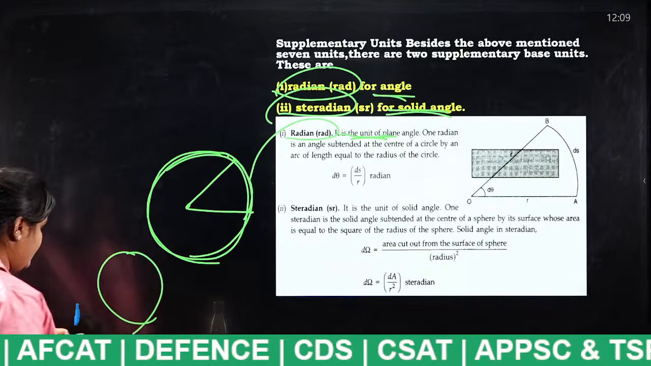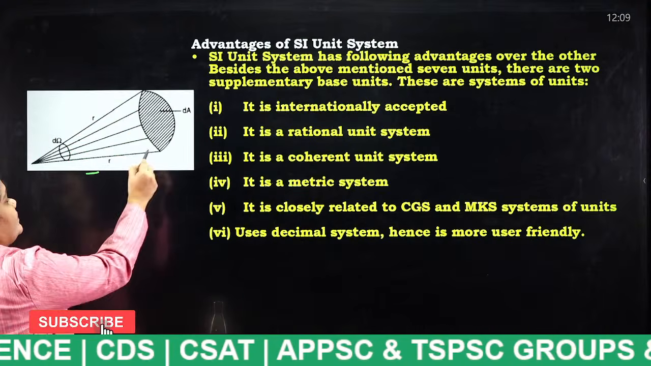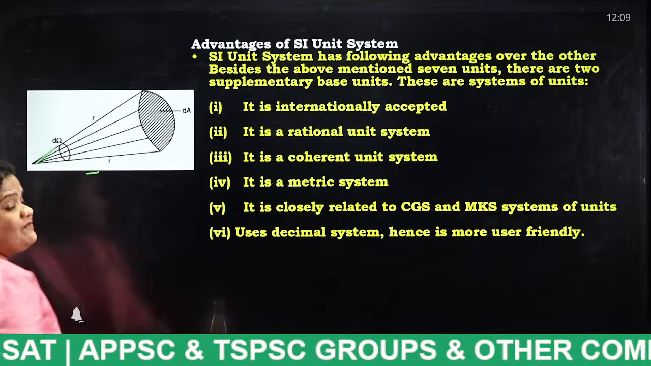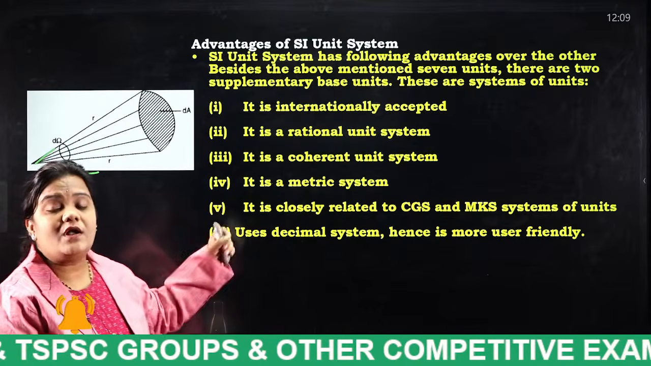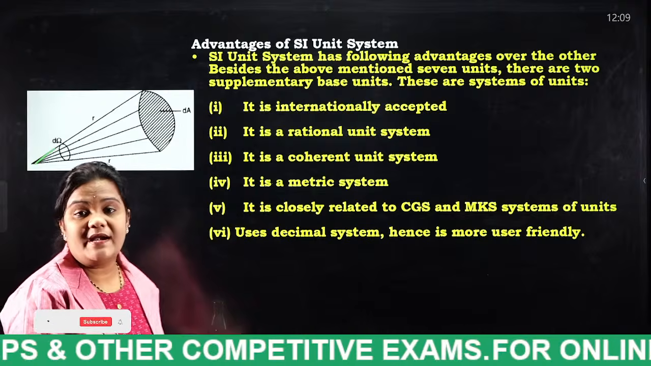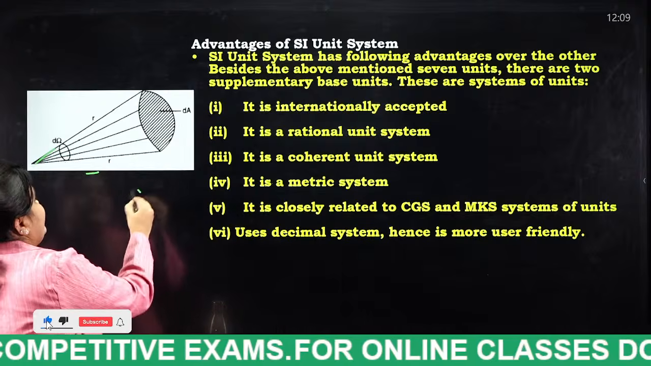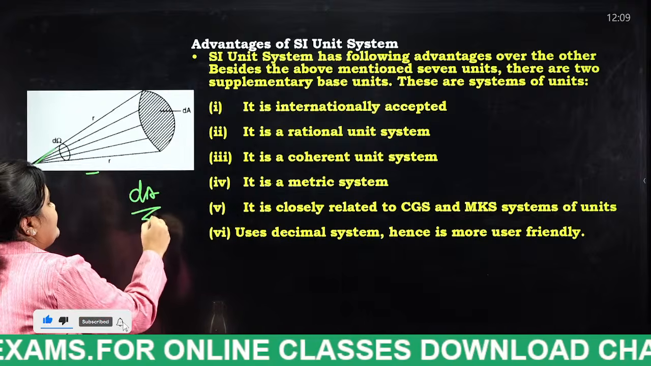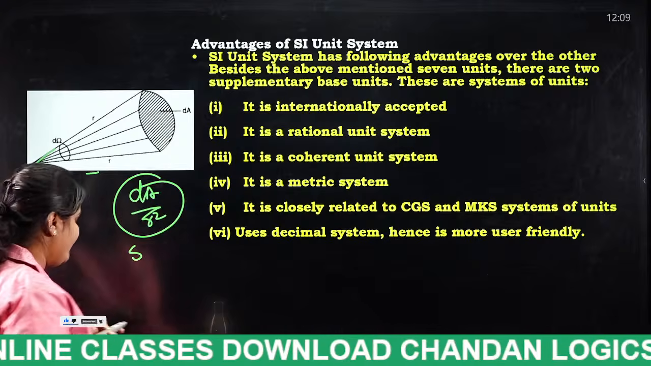Okay, think of this as a sphere. How can we find the solid angle? It is dA by r square, and the unit of this solid angle is nothing but the steradian. Very important.